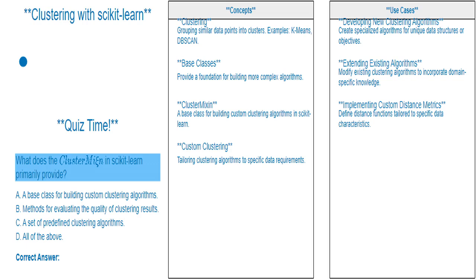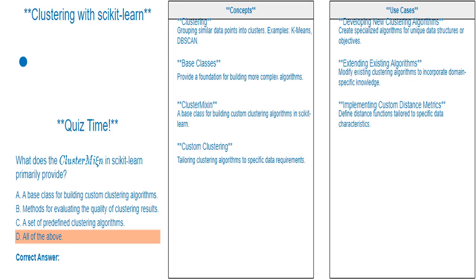What does the cluster mixin in scikit-learn primarily provide? A. A base class for building custom clustering algorithms. B. Methods for evaluating the quality of clustering results. C. A set of predefined clustering algorithms. D. All of the above.